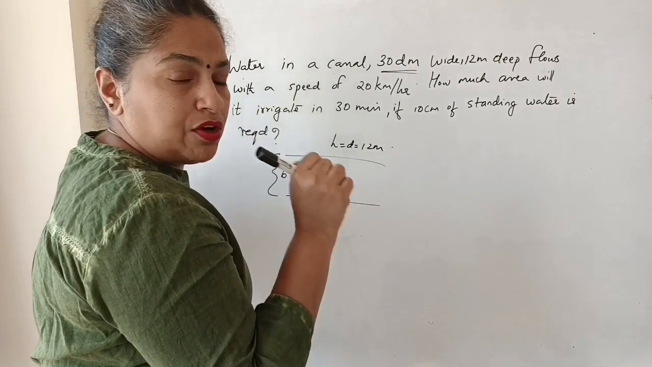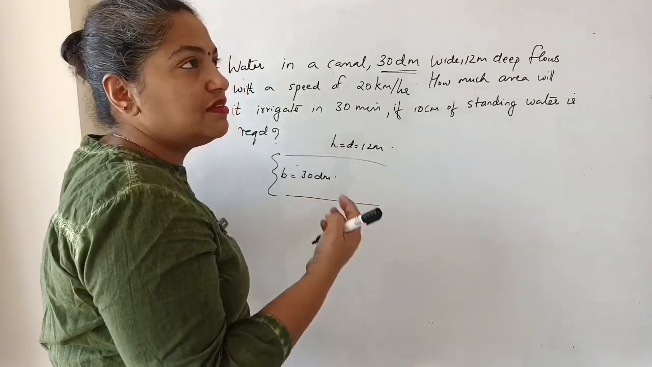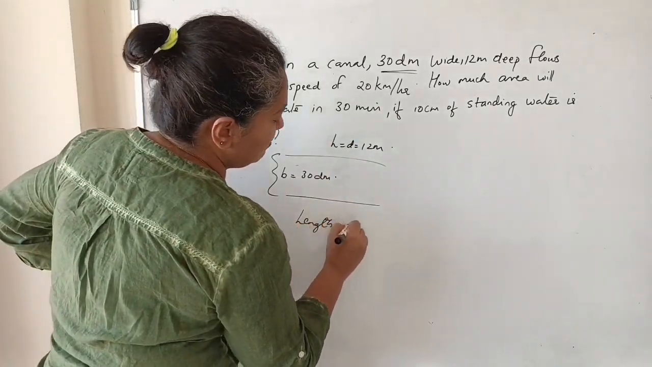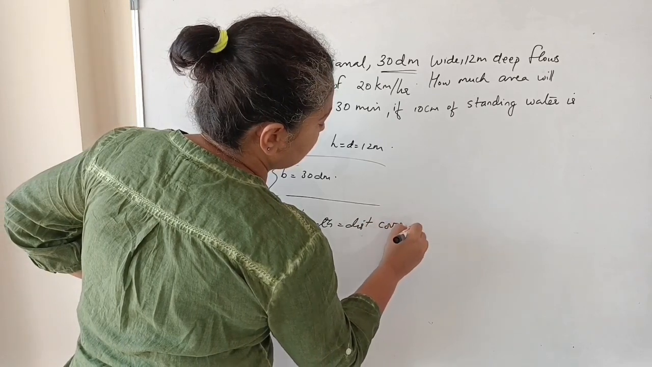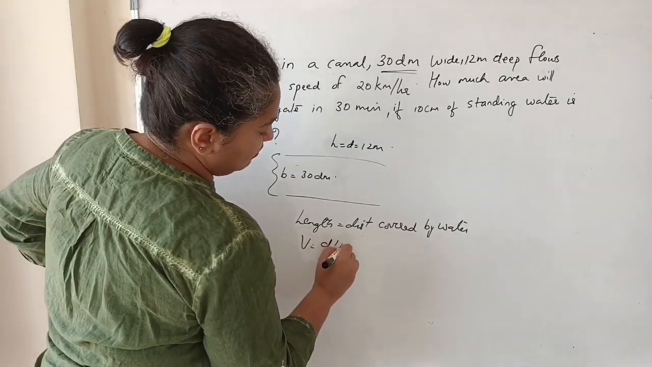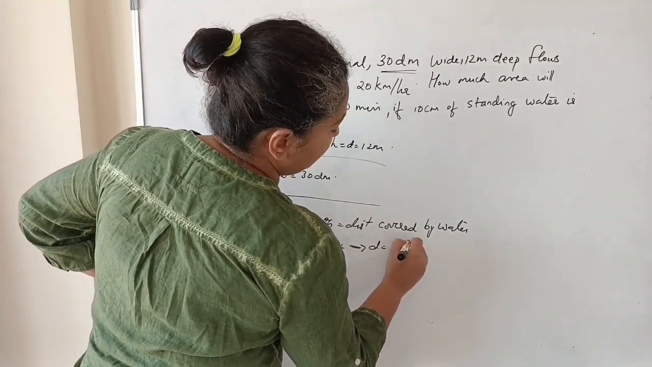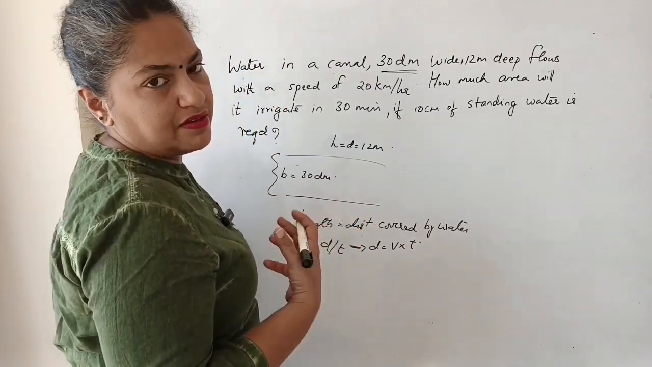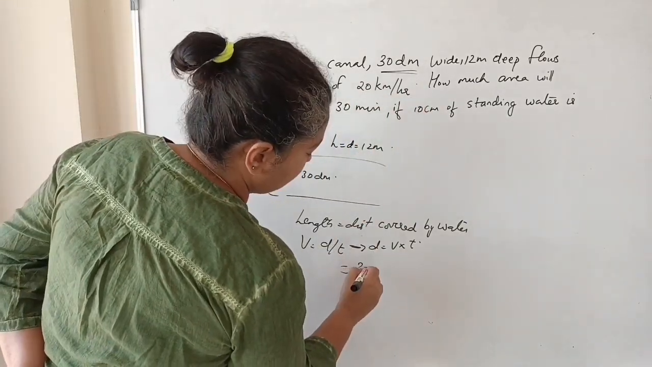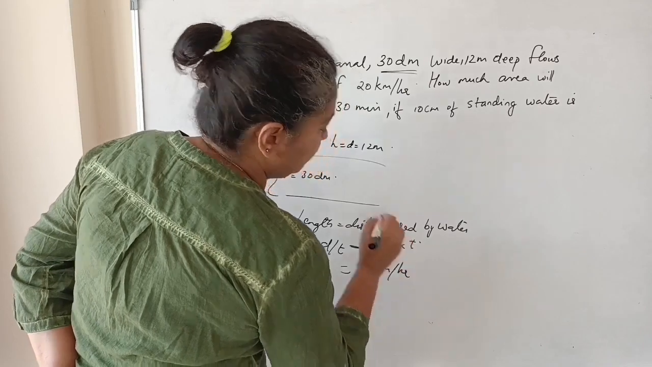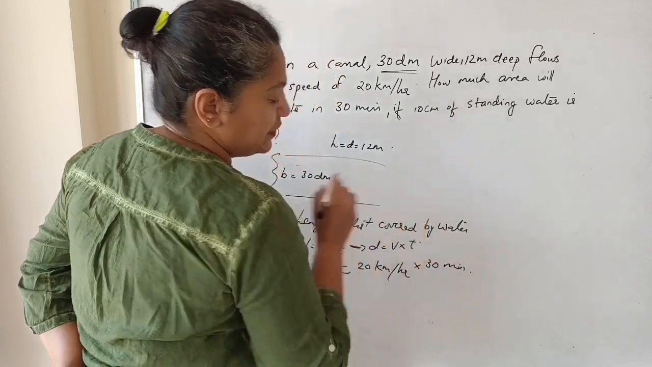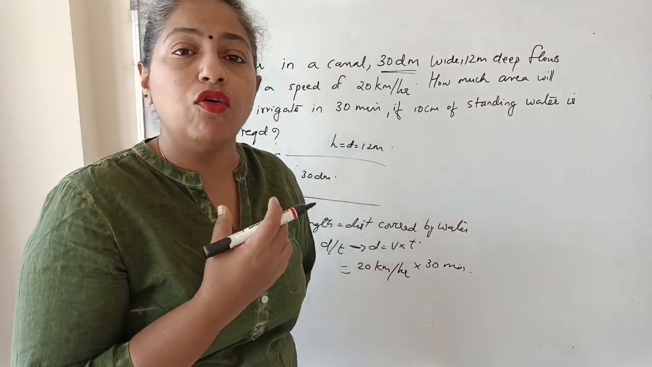Now, in order to find the volume of this particular canal, which is in the shape of a cuboid, I need to find the length. As I told you, when it is flowing water, length is equal to the distance covered by water. You know velocity is distance by time, so distance is equal to velocity into time, or speed is equal to distance by time. Distance is speed into time. Now, what is the speed? The speed of water is given to be 20 kilometer per hour, and the time is given to be 30 minutes. Now, this is the length of water in the canal.